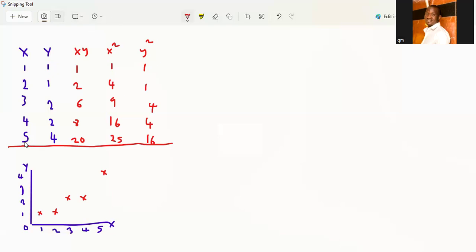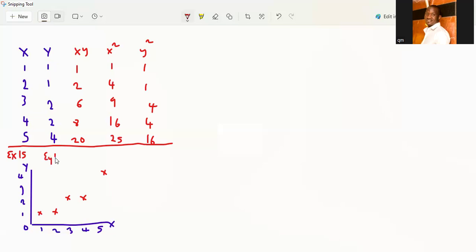Right, so what is the total here on the value of X? Please participate. So when you total up here, we're going to get what? 5, 10, 15. So this is summation of X, which is 15. And here we add up 8 and 10. Summation of y is 10.